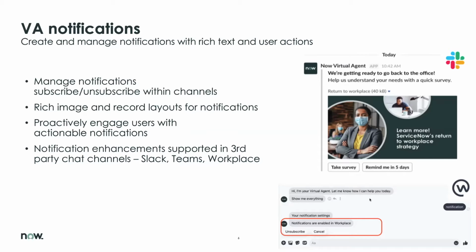As I mentioned, you can now practically engage users with actionable notifications. If you see in the screenshot on the right, this is a notification in the Slack channel. It has an image, and it also has buttons for users to act on. They can even take a survey. They can, maybe in another example, speak to a live agent if they want to speak to an agent upon receiving the notification, etc. Any action is going to be a virtual agent topic that you configure.